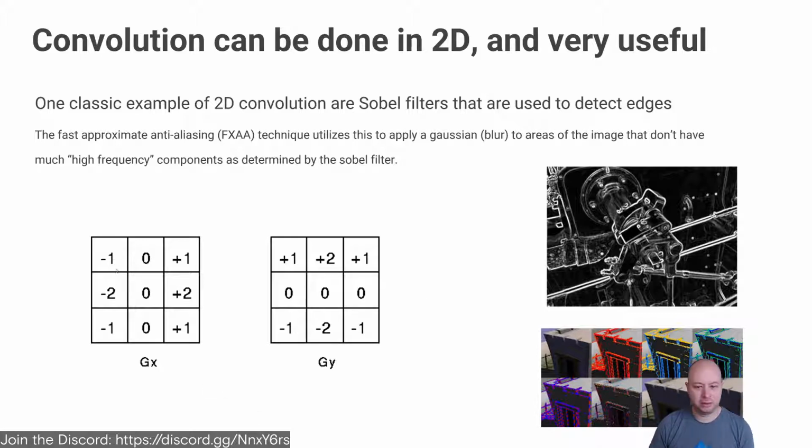But in the case of a Sobel filter, we have two filters. We have one for x and one for y. And what you can see here is the left side of the filter is negative, the right side of the filter is positive, and the middle is 0. What that means is that if you are in an image where the left side of this filter has a lower value than the higher side of the filter, that means we can detect that as a gradient.